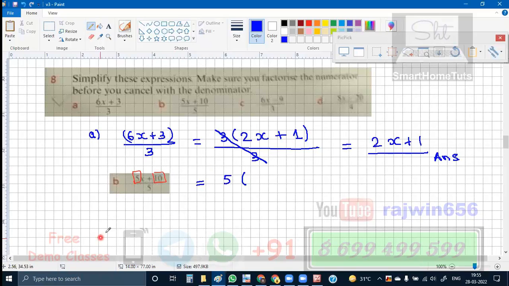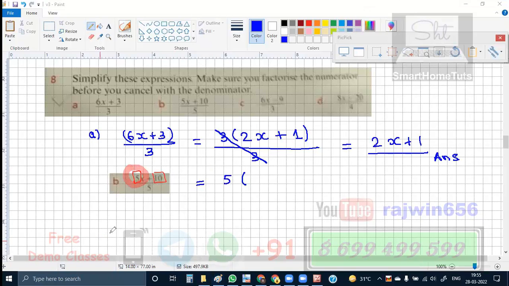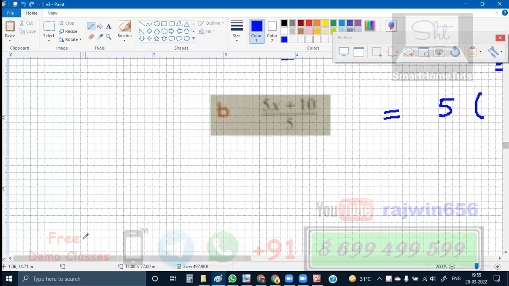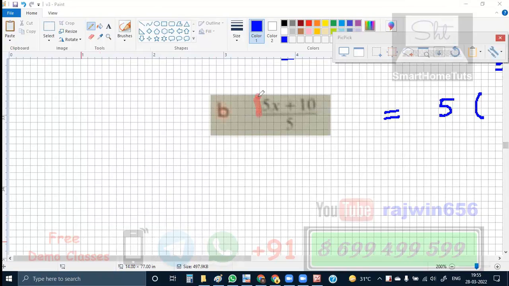I am reading only this part. From 5x, 5 is gone out. What is going to remain? What have I highlighted over here? What can you read? It's a 5x. From that, this 5 is gone out. What will remain? Sir, x. x is going to remain.